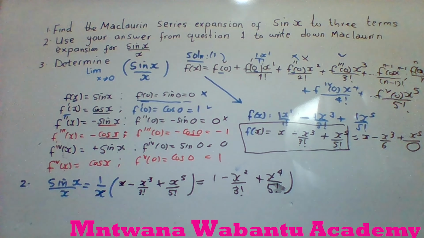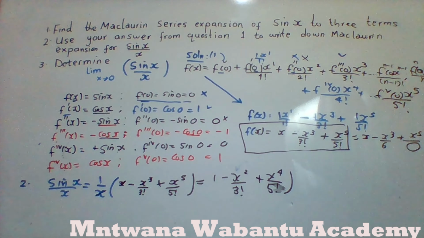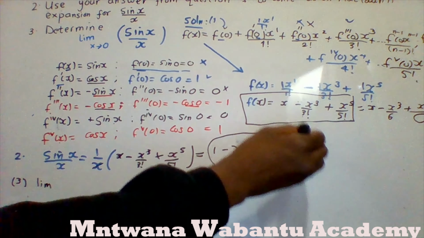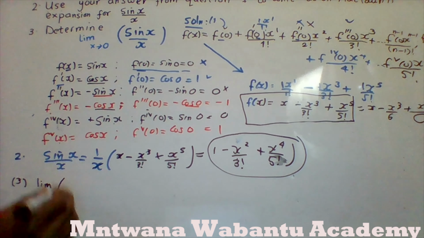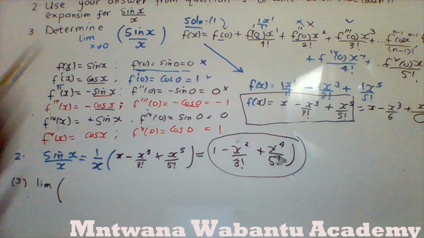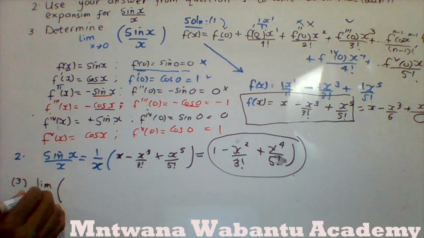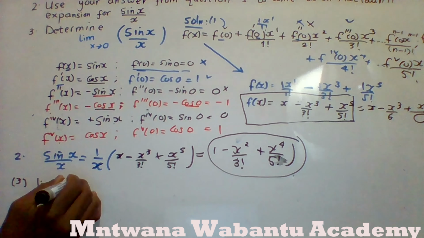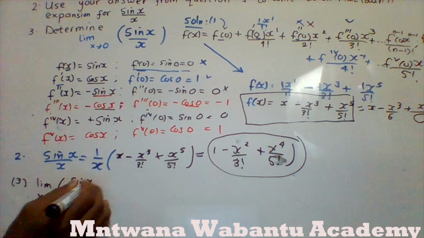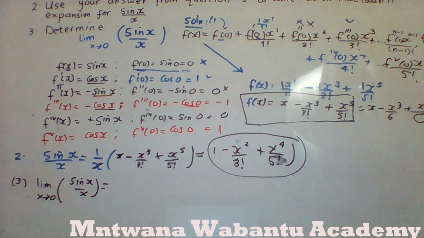So now let's take the limit. There are 2 ways I can solve this question. I could take this and say limit, instead of writing sin of this, or let me write that one and then I'll show you also. I will solve this: limit as x approaches 0 of sin of x over x.